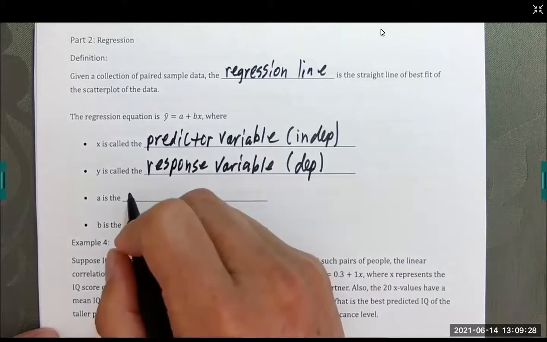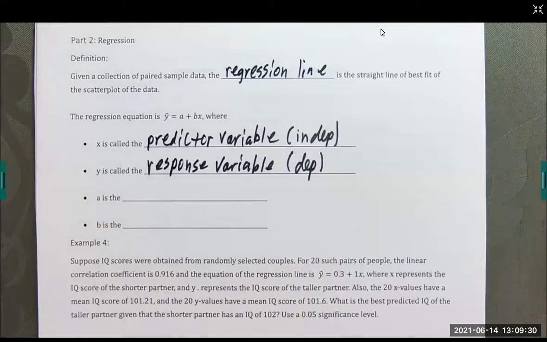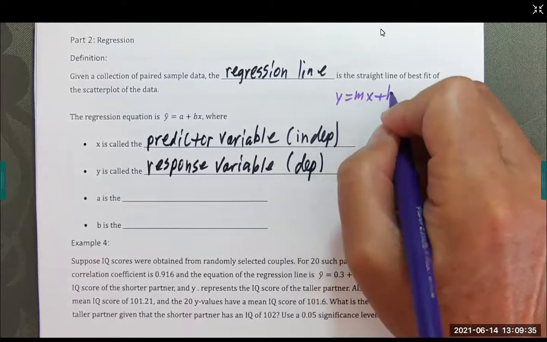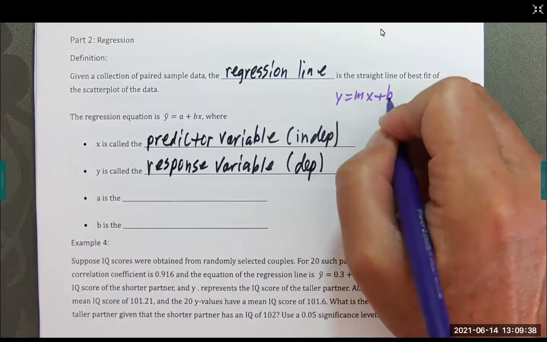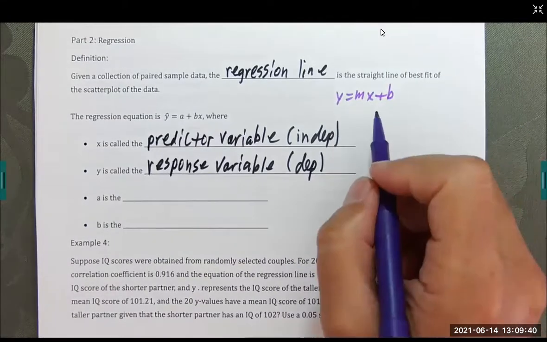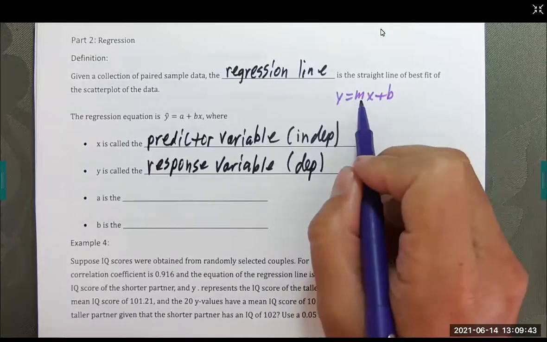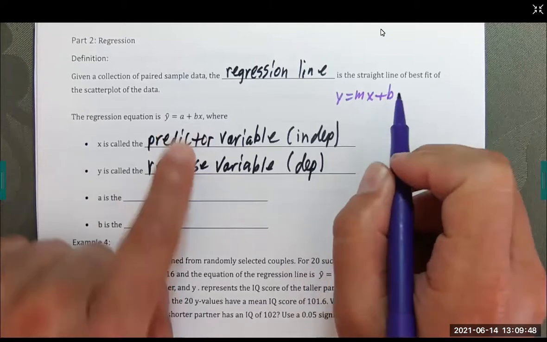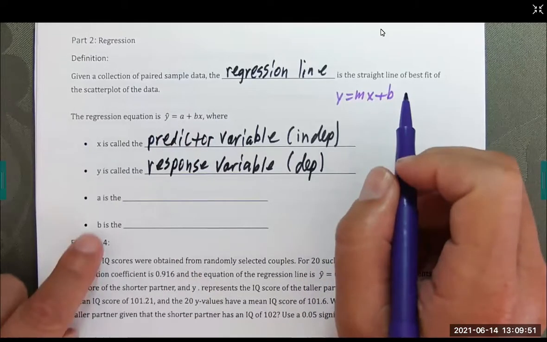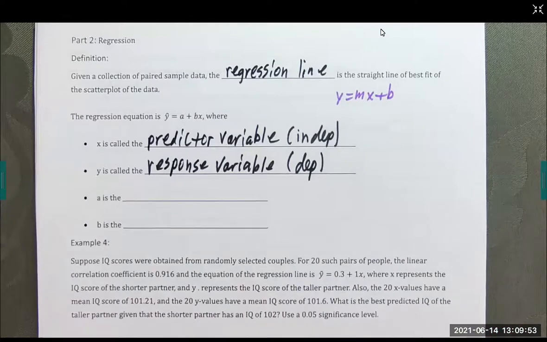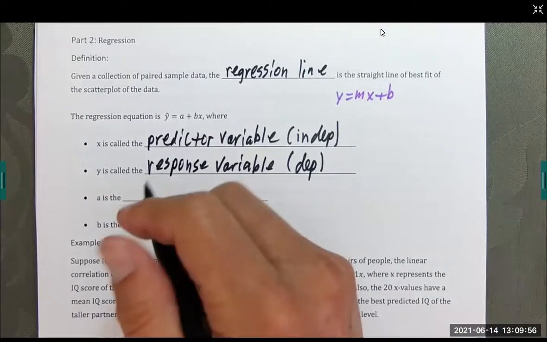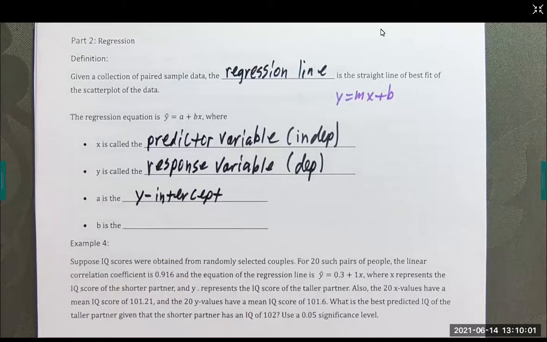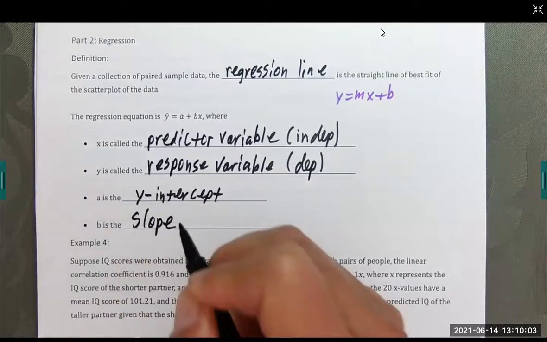Now, you can think back to your algebra class. You remember y equals mx plus b. I know this might be bringing back some bad memories for some of you, but can you see in this case, it's exactly this, except m is b in this case, and b is a in this case. So a is the y-intercept. B is the slope, sometimes referred to as the direction.